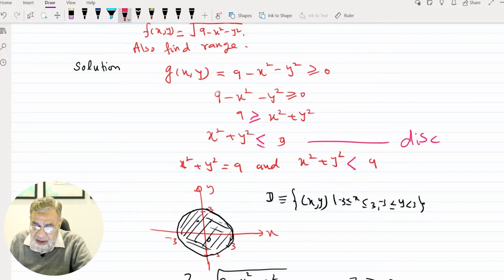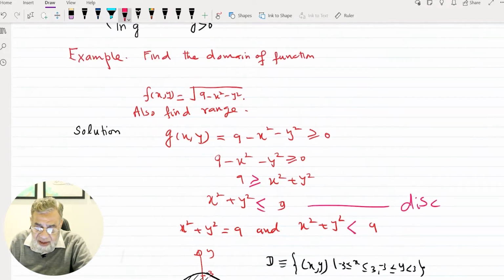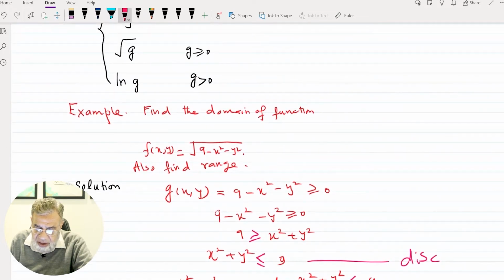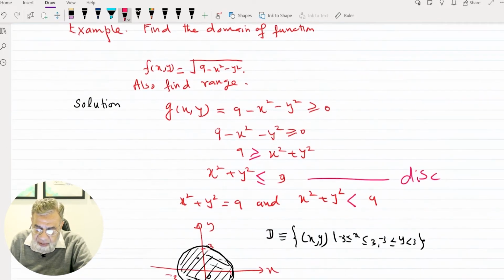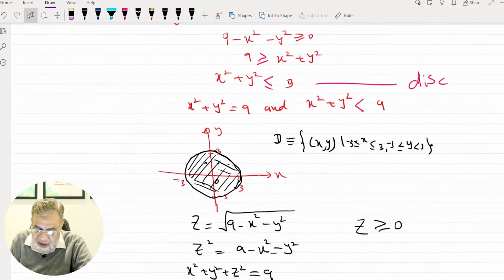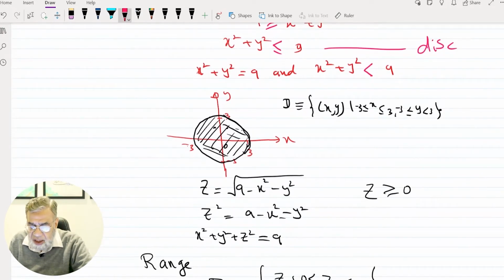What's my z? Because this is bigger than or equal to 0, and here is the plus sign, so this is my z, or this function f(x, y) must be bigger than 0. If I put this function as z, so z is equal to the root of 9 minus x squared minus y squared. I square both sides. I get z squared is equal to 9 minus x squared minus y squared. Then taking x squared and y squared to the right-hand side, we have x squared plus y squared plus z squared equal to 9.